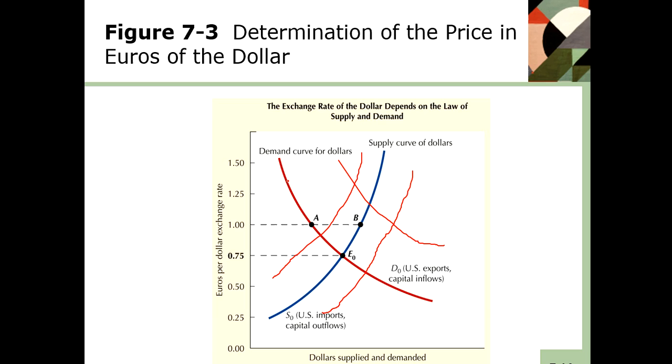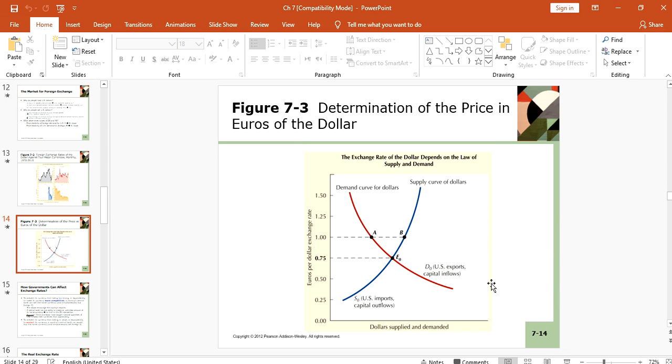So demand is because of US exports and capital inflows, and supply is because of US imports and capital outflows.